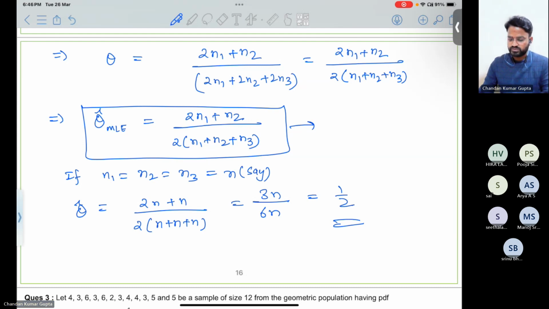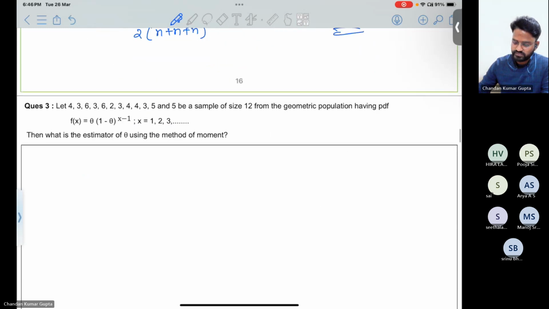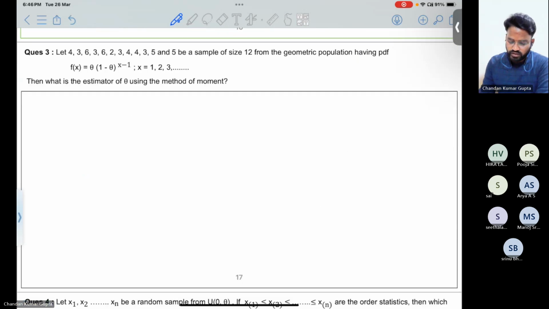Okay. So next question. We are given 12 values. These are a sample of size 12 from a geometric population having this PDF. This is the PDF of the geometric distribution. And then we need to estimate theta using the method of moments. We are given the sample and the PDF as well. With the help of method of moments, we need to calculate.